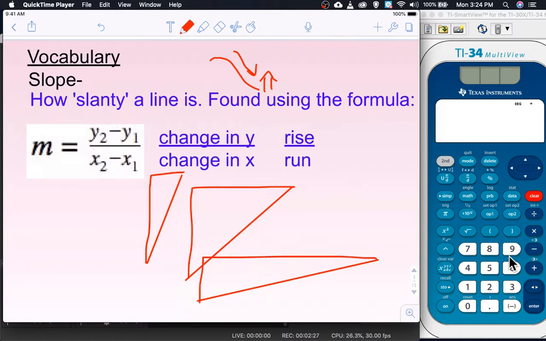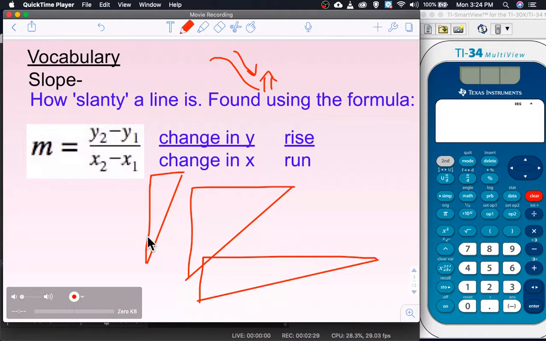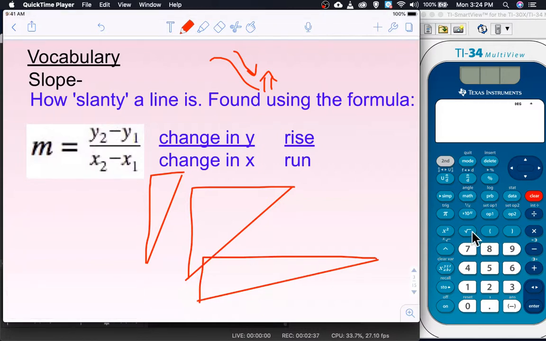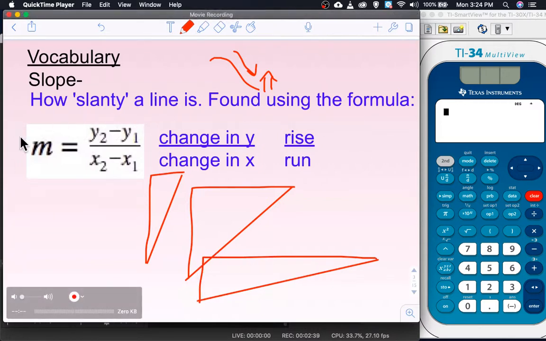We can find the slope of a line. So you can see this line goes up a lot more than it goes over. So that has a really steep line, where this third line only goes up a little bit, but it goes over a lot. So this is the formula we're going to use.